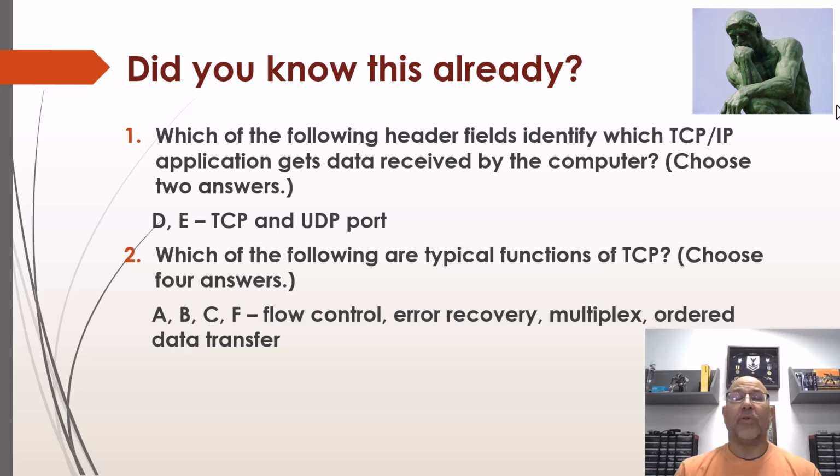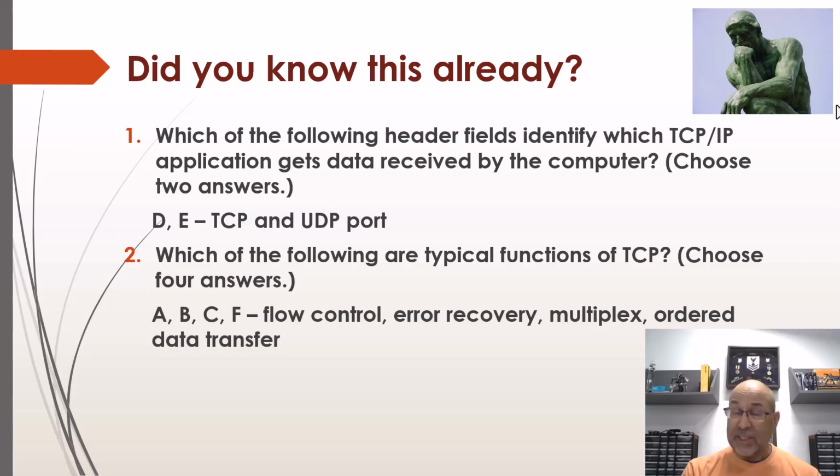Let's do the do you know this already questions. Which of the following header fields identify which TCP/IP application gets data received by the computer? Choose two. Well, we know that in the client-server interaction, we're asking for the source and destination IP addresses, source and destination port numbers. But because this question had both TCP and UDP ports in there, there was no way to differentiate them, so those two are the correct answers. And this is the multiplexing that we get when we have data coming back to our computer. So D and E.